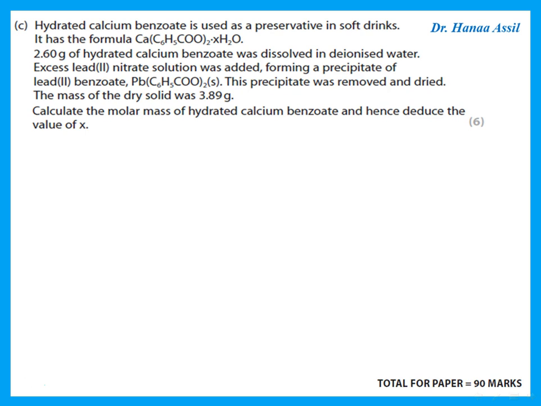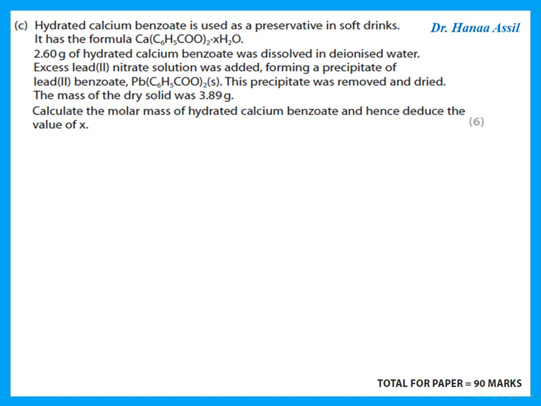The last question says hydrated calcium benzoate is used as a preservative in soft drinks. It has this formula, so this is hydrated calcium benzoate. 2.6 grams of this salt was dissolved in deionized water. Excess lead(II) nitrate was added, forming a precipitate of lead(II) benzoate. This precipitate was removed and dried, and the mass of the final solid was 3.89 grams. Calculate the molar mass of hydrated calcium benzoate and hence deduce the value of X.